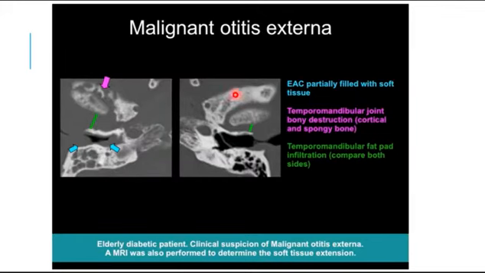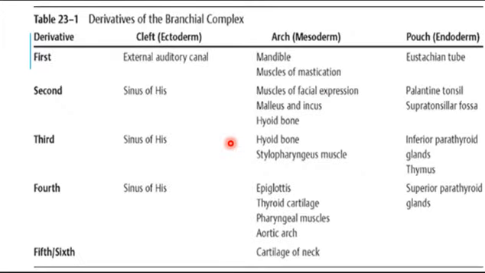This is another case of malignant otitis externa. We see there is involvement of the bony part of the external auditory canal and involvement of the temporomandibular joint. Look on that side, the temporomandibular joint space, how it's infiltrated, while on the other side, the temporomandibular joint space is less than the right side. This was the conditions of the external auditory canal.